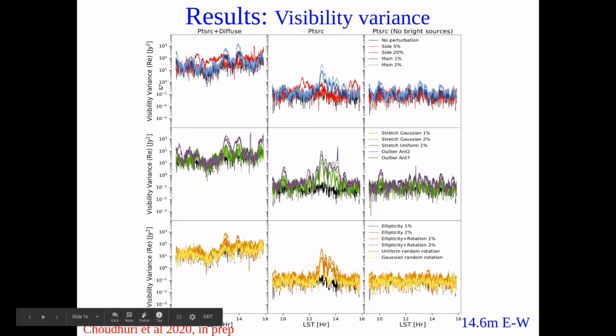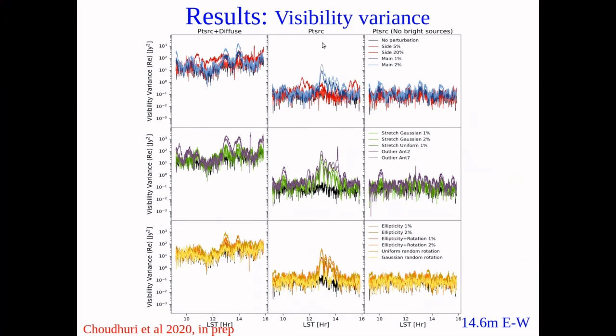The y-axis shows the variance of the visibility and the x-axis is the LST range. What we expect if there is perfect redundancy is that it should be noise-like, which is the case here. Different rows show different types of non-redundancy: side lobe, main lobe, elliptic beam, stretched, and each column shows different types of foreground. The left panel shows the point sources and diffuse emission in our simulations.